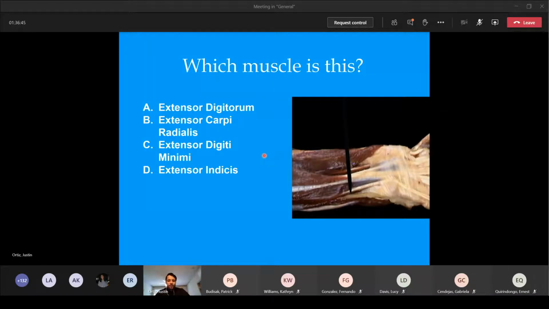So here's another comprehension check question. Which muscle is the one that the black arrow is pointing to? Is it the extensor digitorum, extensor carpi radialis, extensor digiti minimi, or extensor indicis?